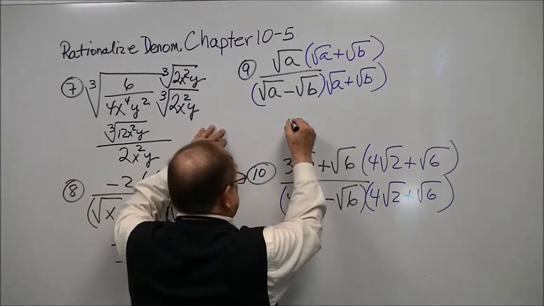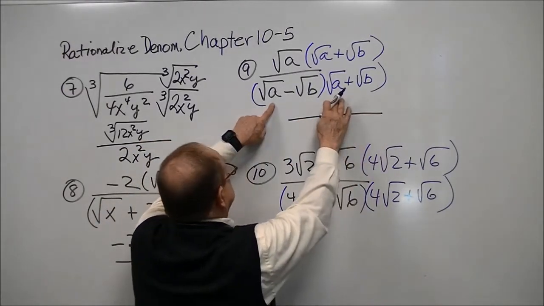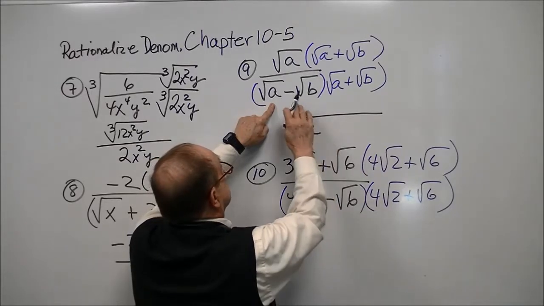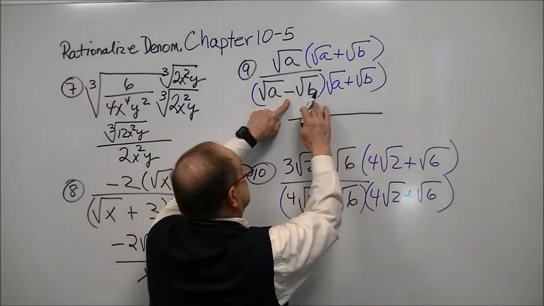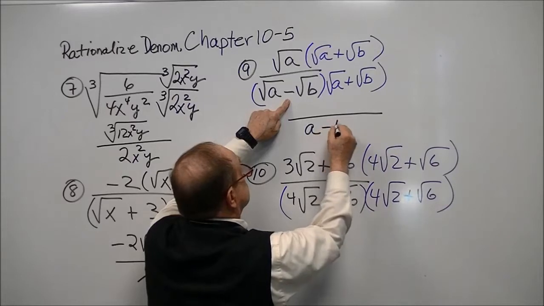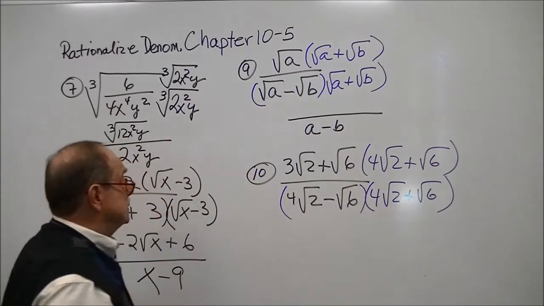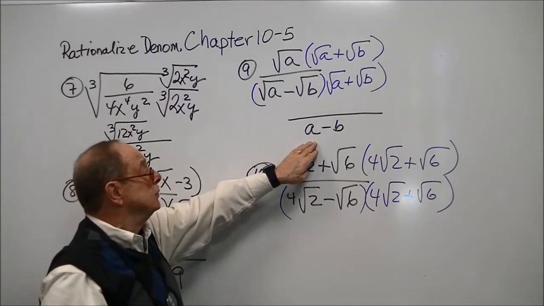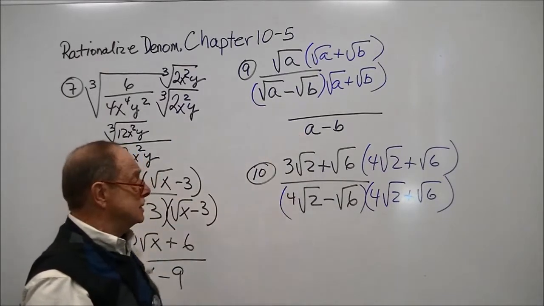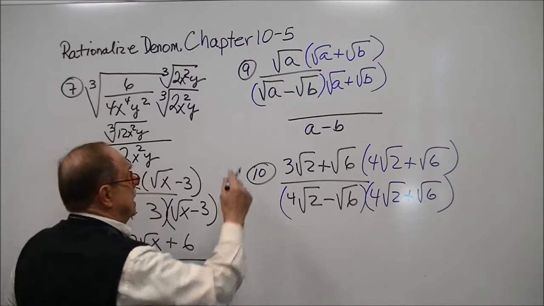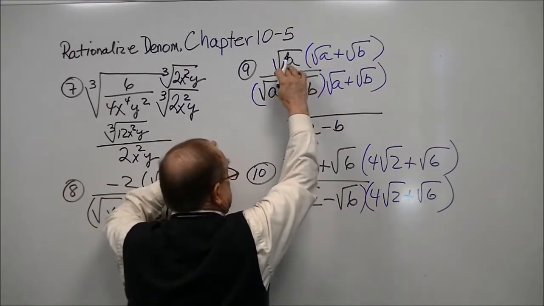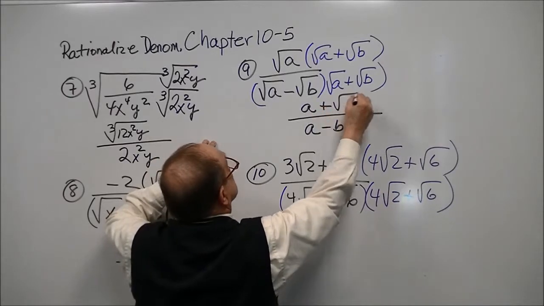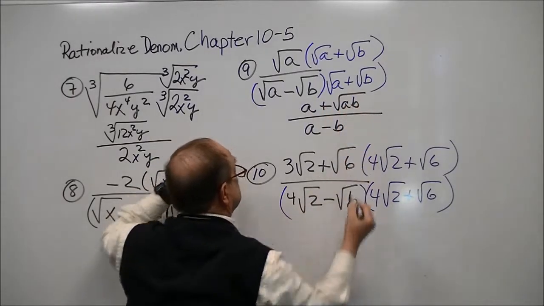All right, now our denominator here, this will be the square root of a squared, which is just a, minus the square root of b squared, which is just b. So again, we've gone from an irrational form to a rational form. We have rationalized the denominator. And notice this becomes square root of a squared, which is a, plus the square root of ab.